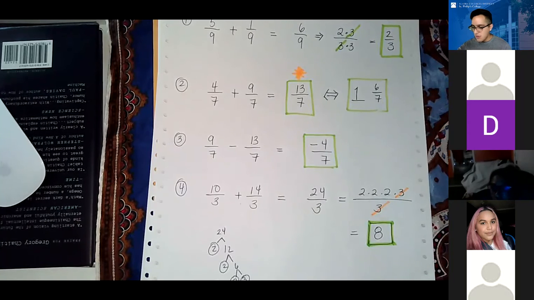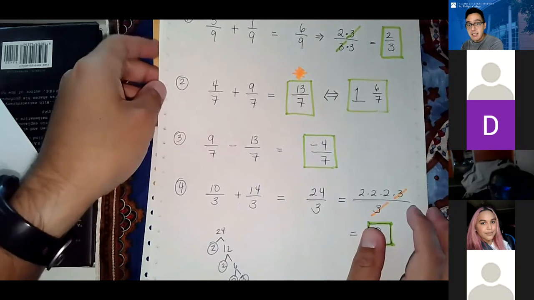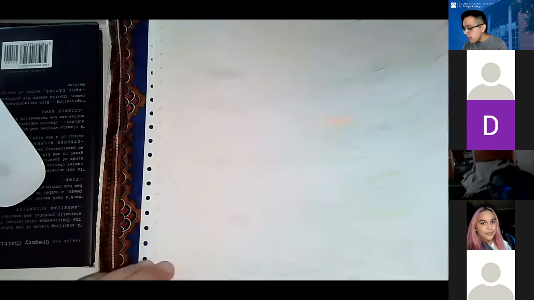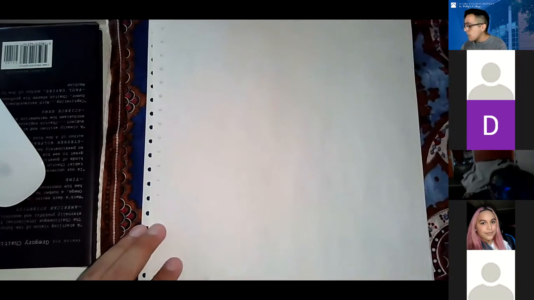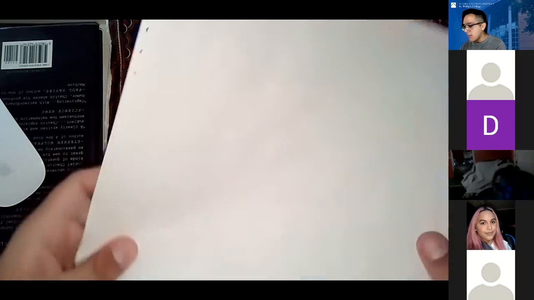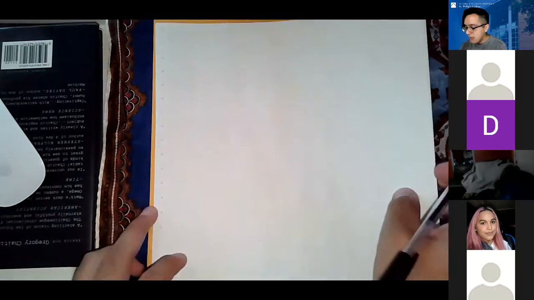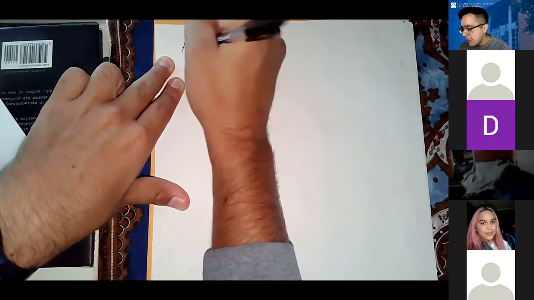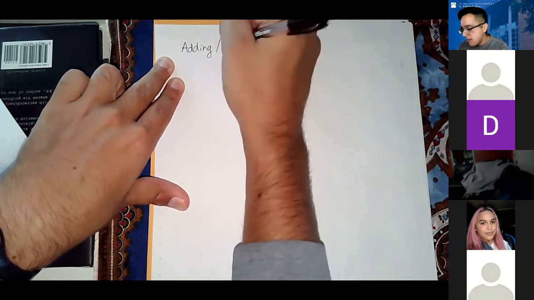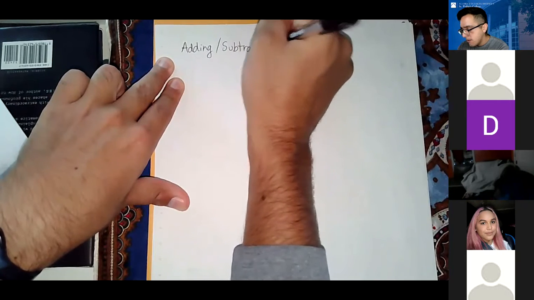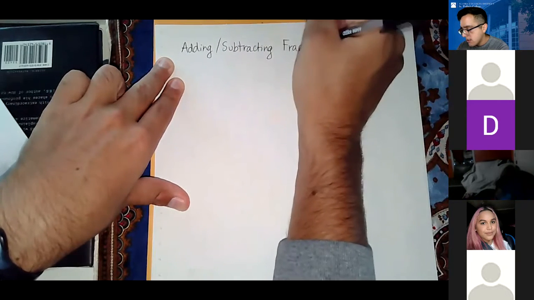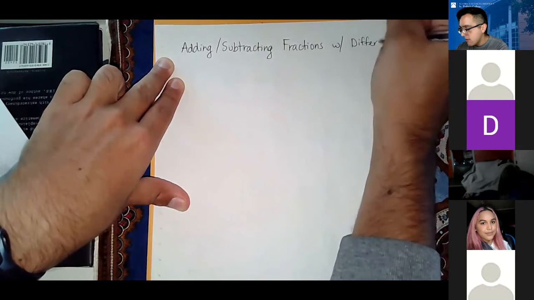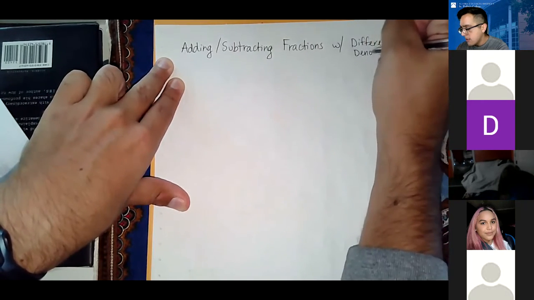No. Cool. I think that you guys were able to do those and just breeze through them, so that's really nice. Now, the difficult thing that students have a lot of problems with is adding and subtracting fractions that don't have a common denominator. So we need to get this down pat because that's going to be a super important skill. So adding and subtracting fractions with different denominators.